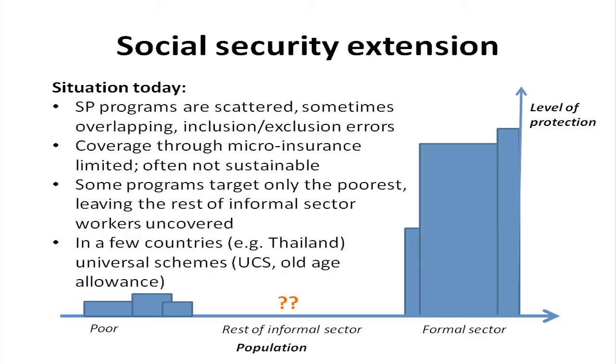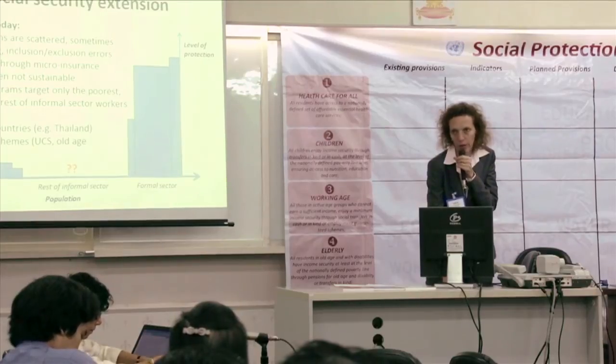In only a few countries, like Thailand, you already have universal schemes that really provide social protection to the whole population which is uncovered, like the universal healthcare scheme for all the population who is uncovered in Thailand, or also the old age allowance.